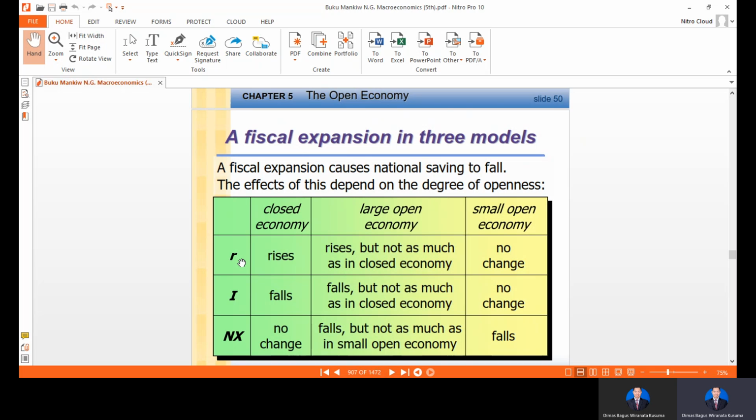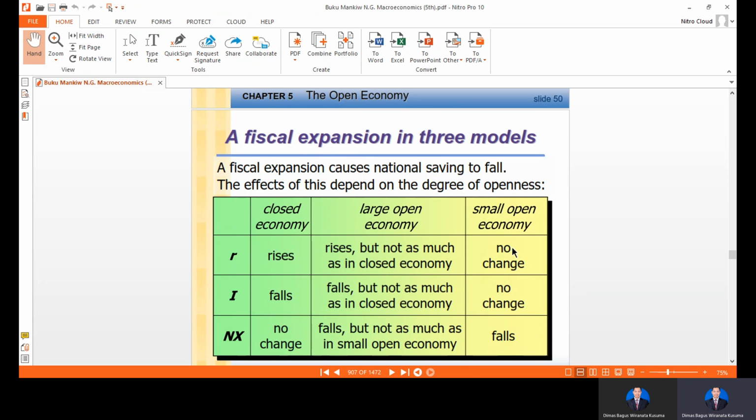In the closed economy, for example, the interest rate R rises. In the large open economy, R rises as well, but not as much as in the closed economy. In the small open economy, no change in the interest rate.